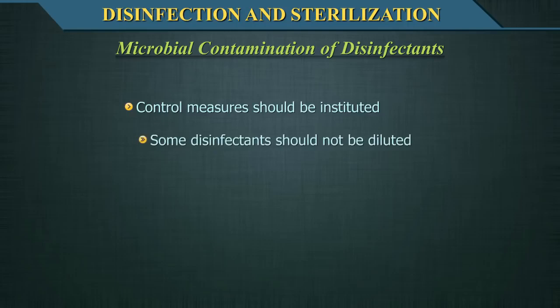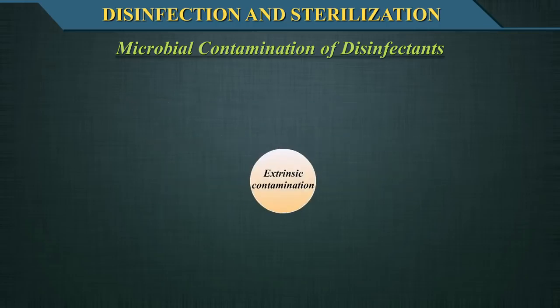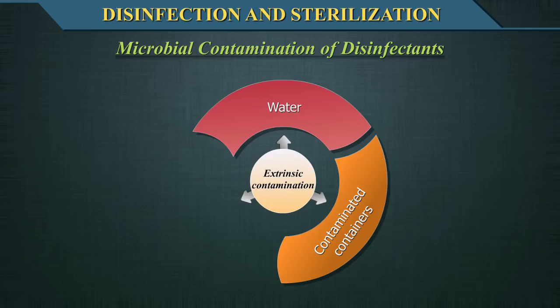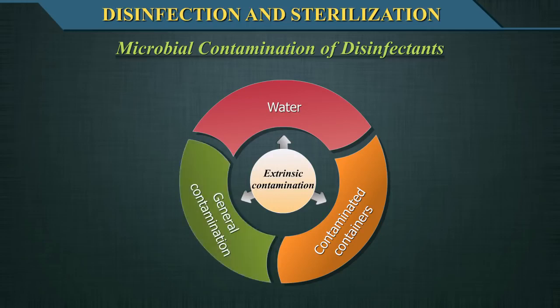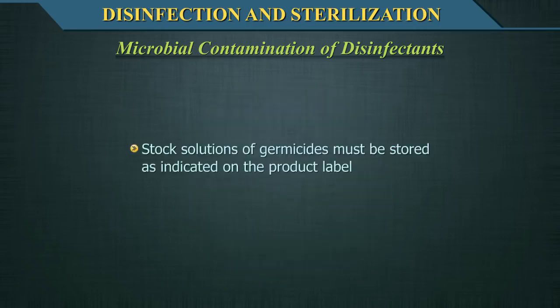Some disinfectants should not be diluted. Those that are diluted must be prepared correctly to achieve the manufacturer's recommended use dilution. Common sources of extrinsic contamination of germicides are the water to make working dilutions, contaminated containers, and general contamination of the hospital areas where the germicides are prepared and or used. Stock solutions of germicides must be stored as indicated on the product label.